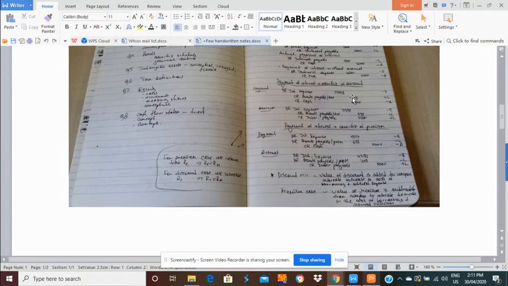The value of discount is added to the coupon interest in order to indicate the increase in the cost of borrowing. And in the case of premium, the value of premium is subtracted from the coupon interest in order to indicate the decrease in the cost of borrowing.